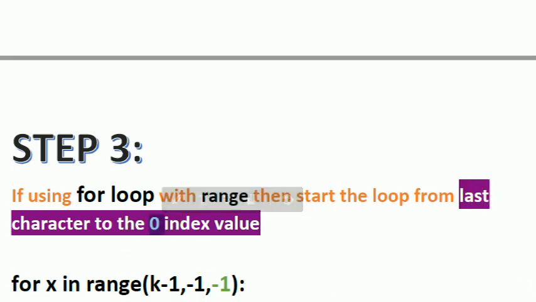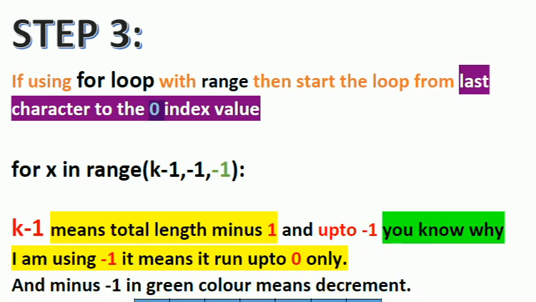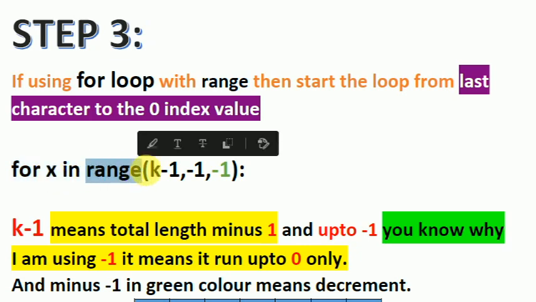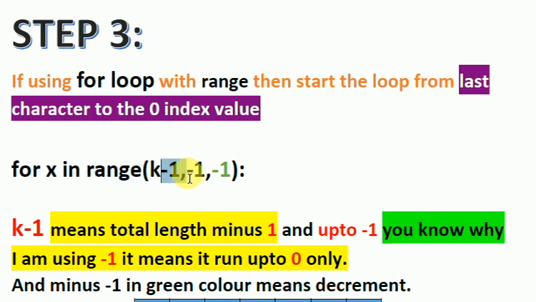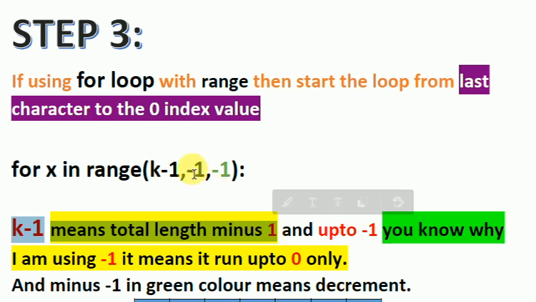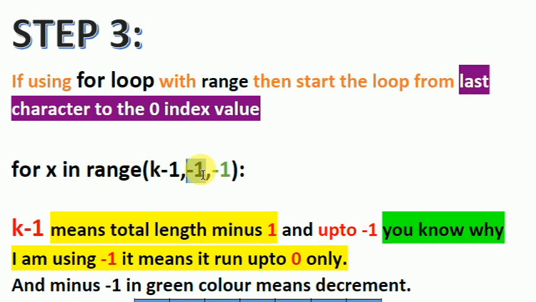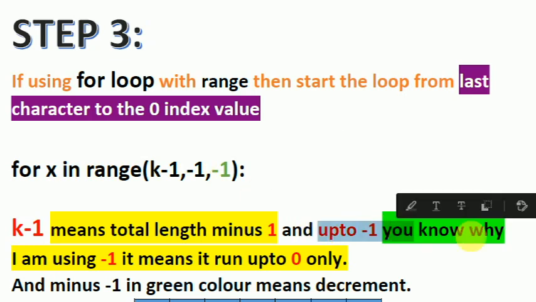When we are working in a for loop, we have to write for x in range. x is a variable that is going to store the value provided by the range, and the range starting number is k minus 1. k is the length, and the length of welcome is 7, but k minus 1 is going to give 6. Why? Because k minus 1 means total length minus 1. And the next part is comma minus 1. What is the meaning of this minus 1? You know why I am using minus 1. It means it runs up to 0 only.